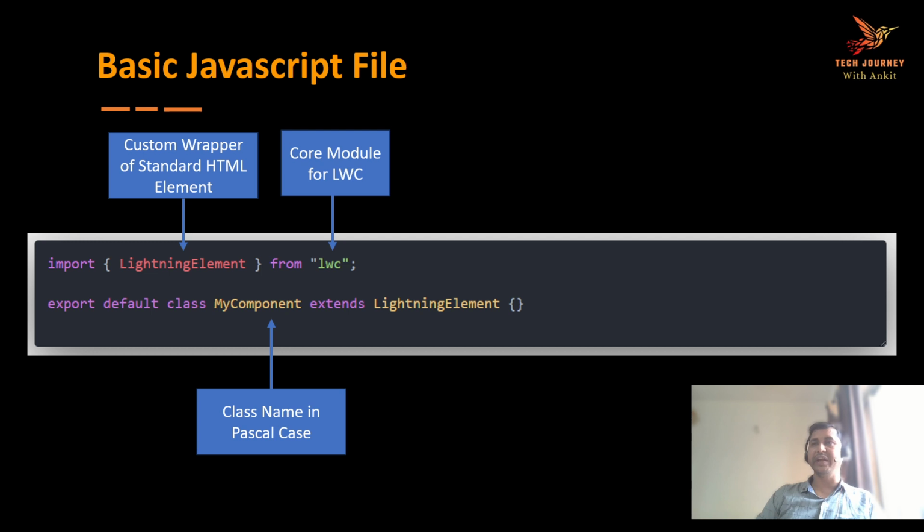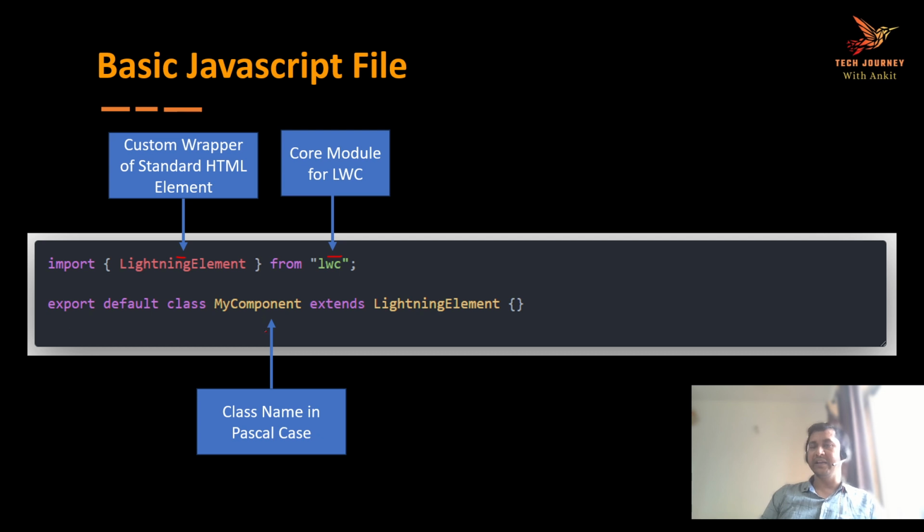Now, let's try to decode each and every file that we have created here. In the first JavaScript file, what different things do we have? As soon as we create a component, we get the first import statement here, and that import statement is the lightning element. What are we doing in the first import statement? We are importing the lightning element from the LWC module here. Lightning element is the custom wrapper of the standard HTML element here, and LWC is the core module of the Lightning Web component. It is mandatory that in your Lightning Web component you put the import statement whenever you want to use the Lightning Web component functionality.